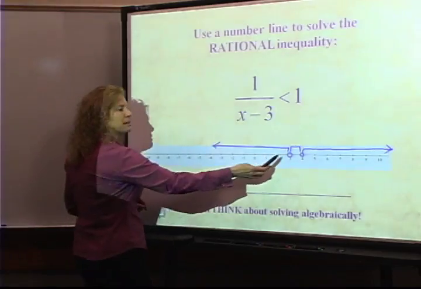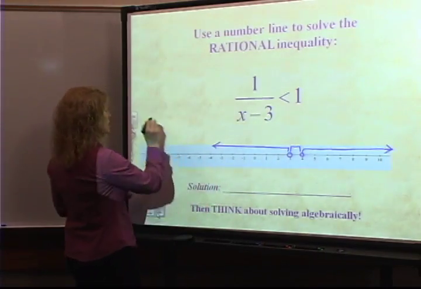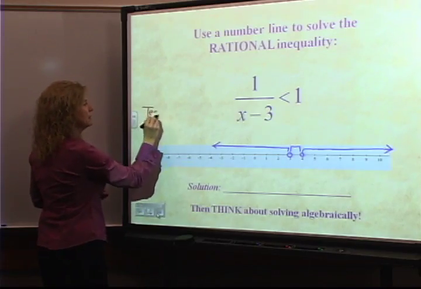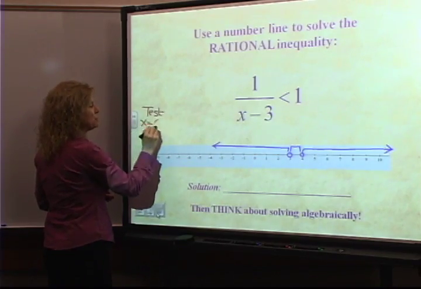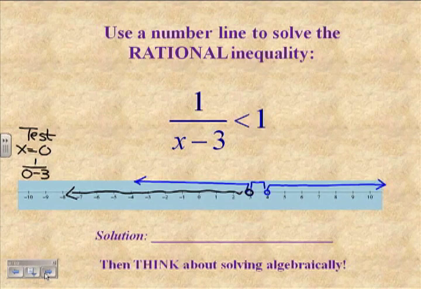What would you like to pick to the left of 3? I like 0. So test x equals 0. 1 over 0 minus 3. That's a negative 1/3, right? Is that less than 1? Yeah. So I want from 3 all the way down.